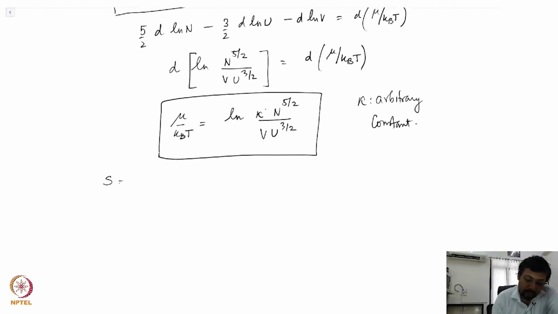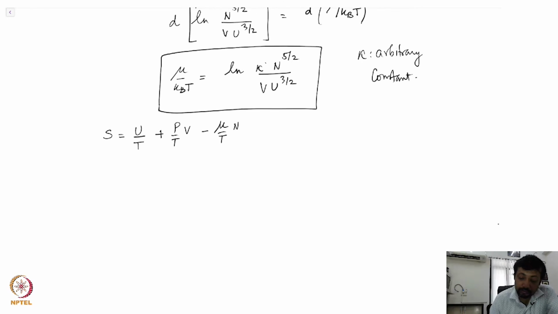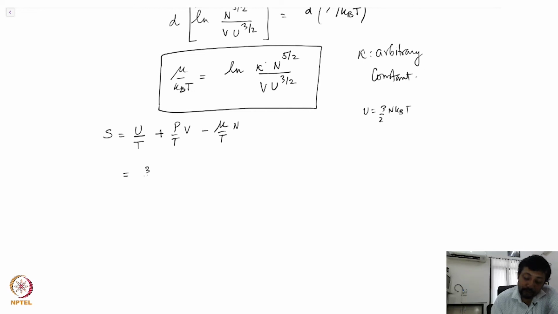So now what was S? It's a homogeneous function. So S was, if you recall, u by T minus p by T v minus mu by T n, right? But I know what u by T is. U is 3/2 n kB T. So this becomes 3/2 n kB, P V by T is n kB, minus mu by T is n kB ln kappa n to the power 5/2 over v u to the power 3/2.